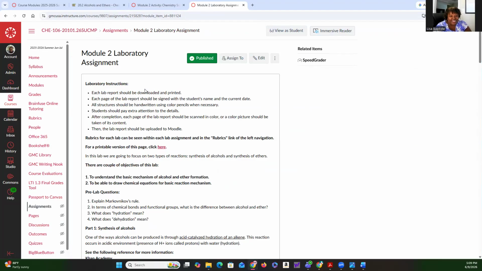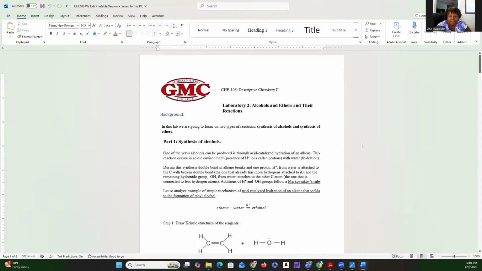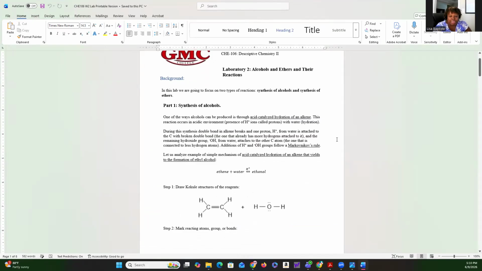The other activity for this module is the laboratory assignment. And so you're going to download and print it. So you're going to click here. I already have it downloaded. So I am going to put it in the view so that you can see this. All right. So we're working again, alcohols and ethers. We're trying to reinforce it through the different activities that you will be doing so that you really understand what's going on with the synthesis of an alcohol and ether.